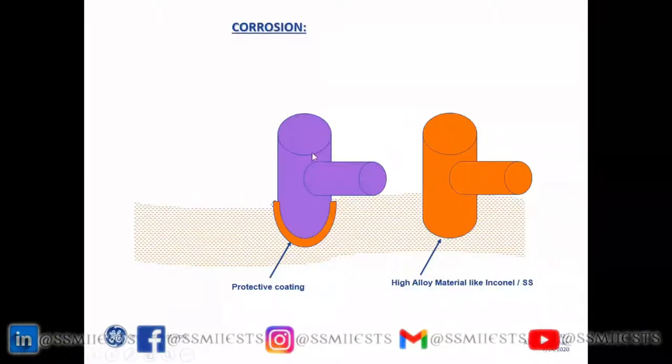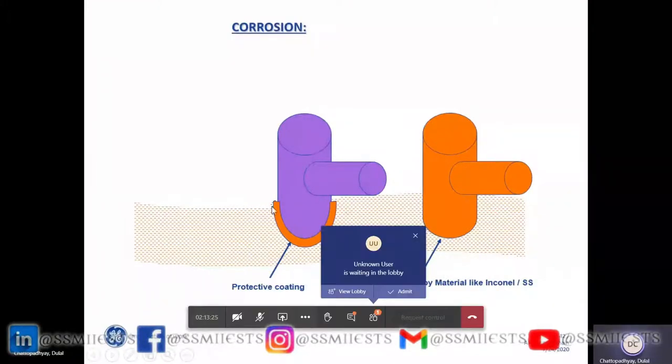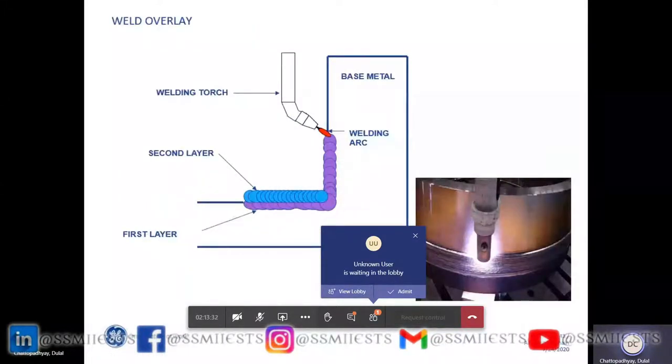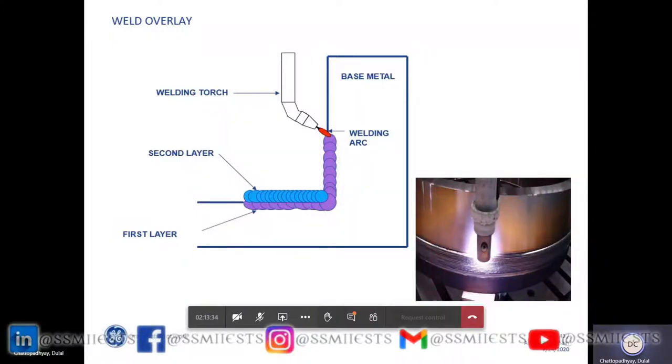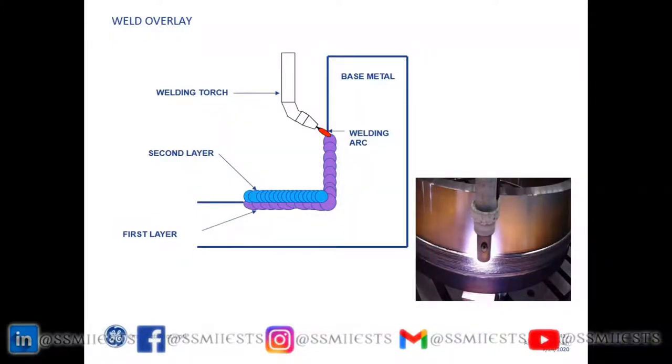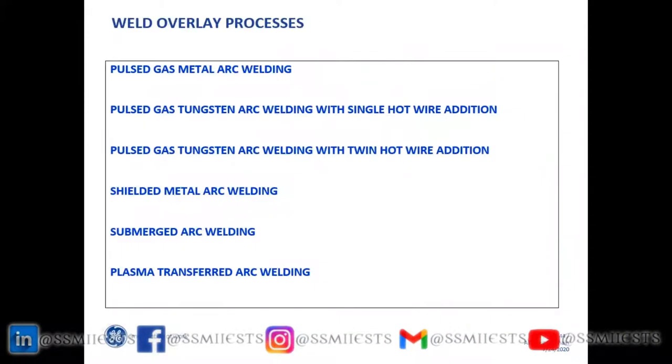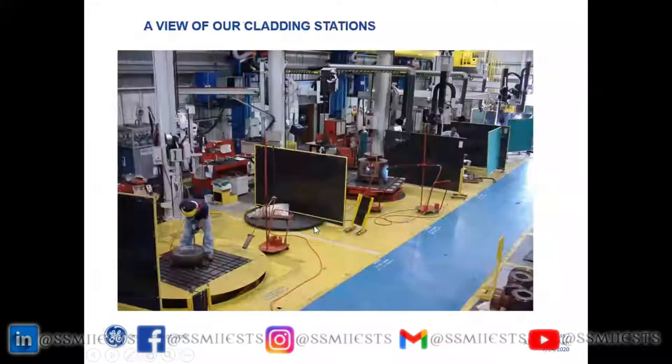So what do we do? We use low alloy steel, and we put a protective coating only on the surface where the fluid will be touching, yeah? So in the cladding process, we do welding layer by layer. We have different processes. We call them GMAW, GTAW, manual process, submerged arc welding. Some of you may know. These are the different welding processes we use to do the cladding.